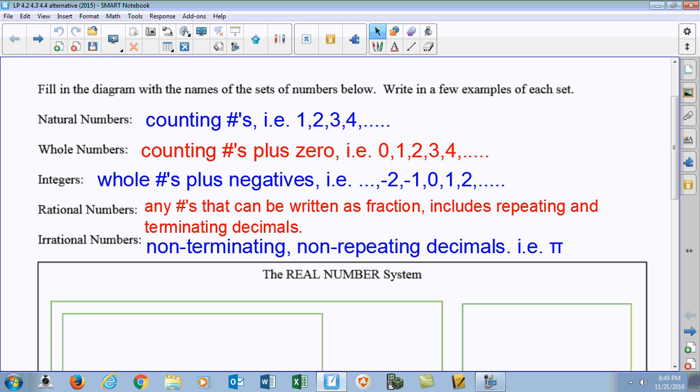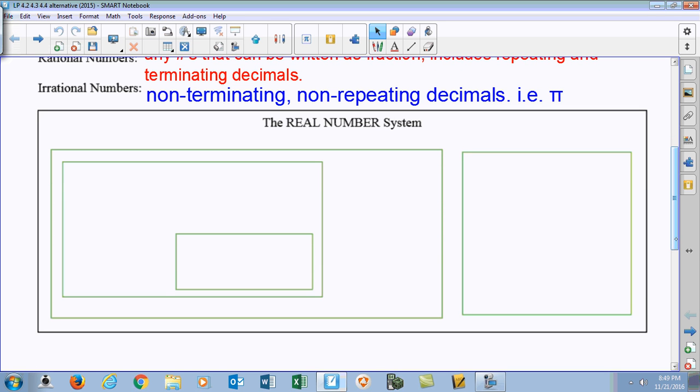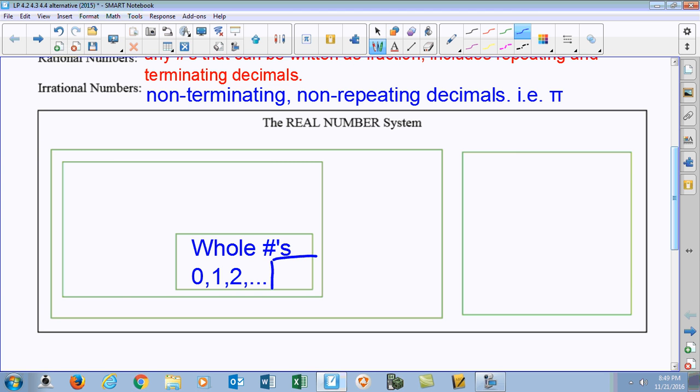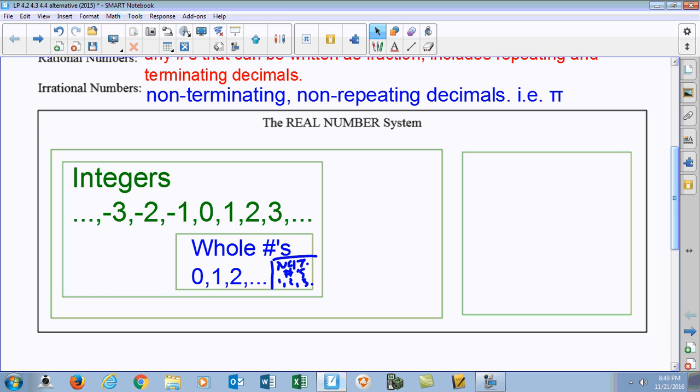So if we go down to our diagram here, in the very middle box, the inside, the smallest box is whole numbers. And technically inside of that, you can even have another small box for natural numbers, because again, they're 1, 2, 3, and so on. Whole numbers have the 0 in it. And then whole numbers branch out into part of what we call integers, which have not only 0, 1, 2, 3, 4, but the negative numbers. And again, those three sets of numbers fall under the set of rational numbers.